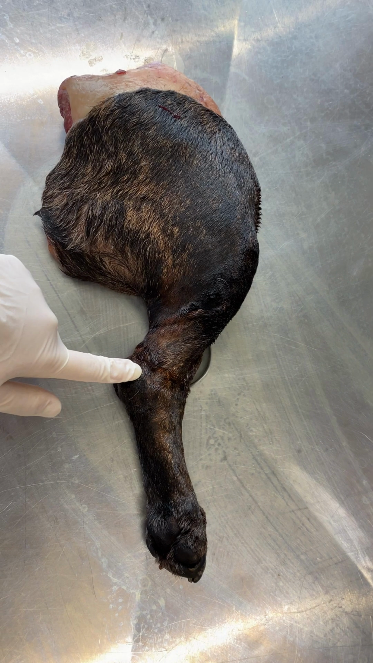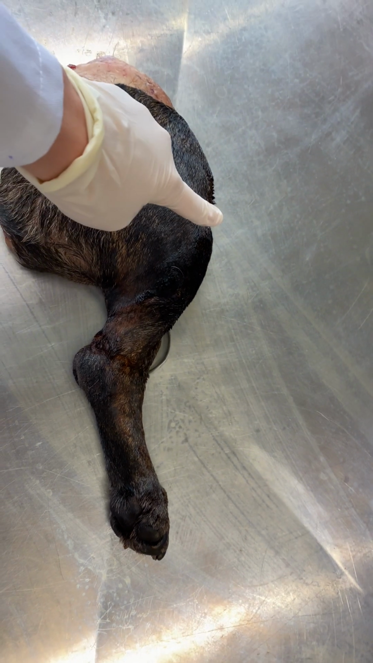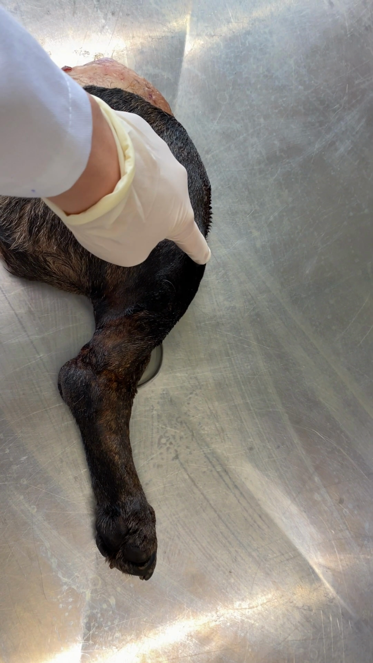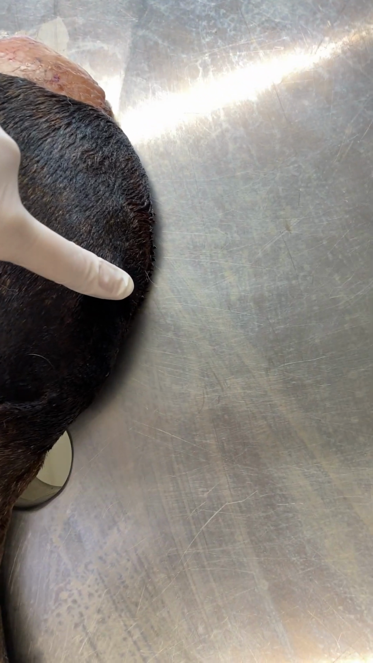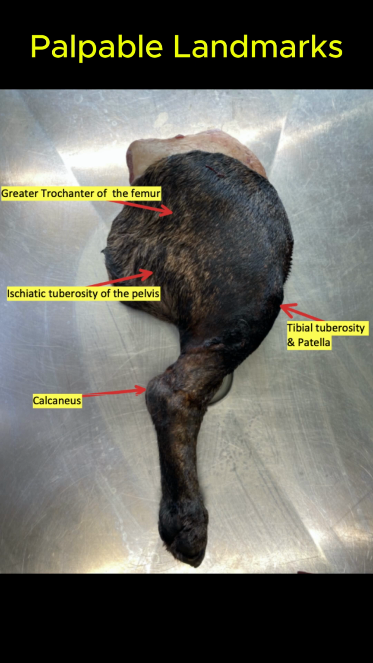To give context, we're going to explain the normal anatomy of the hind limb region affected through a series of dissection videos. Firstly, we must orient ourselves with the palpable landmarks. The greater trochanter of the femur, ischiatic tuberosity of the pelvis, calcaneus, tibial tuberosity, and patella.